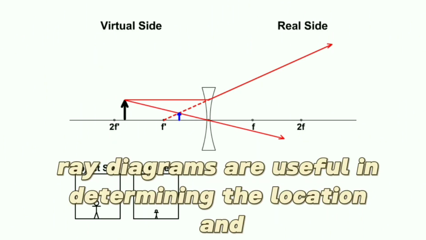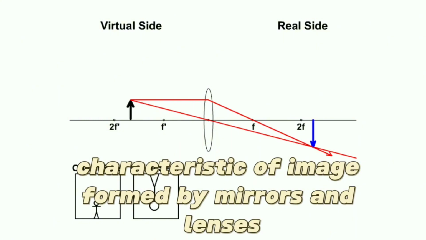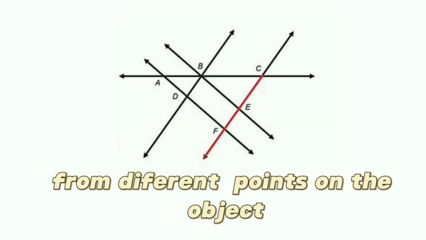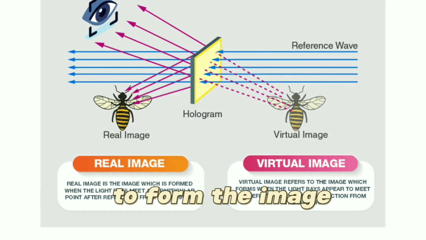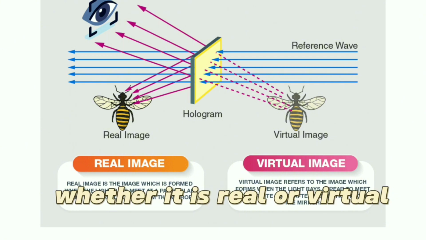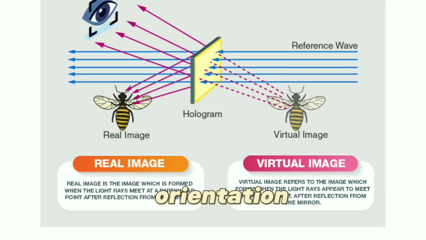Ray diagrams are useful in determining the location and characteristics of images formed by mirrors and lenses. By tracing multiple rays from different points on the object, we can determine where the rays intersect or converge to form the image. It helps us understand how the image is formed, whether it is real or virtual, and characteristics such as size, orientation, and location.